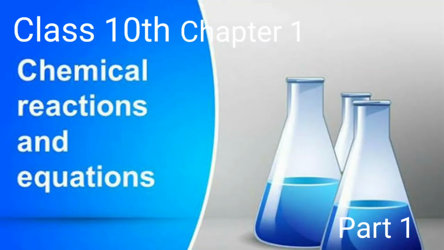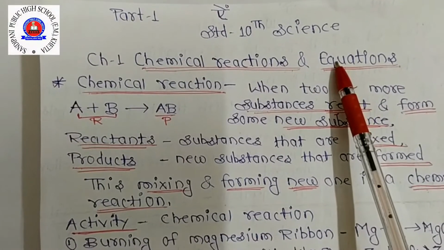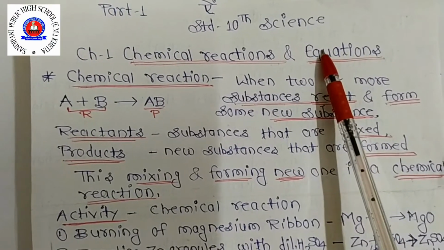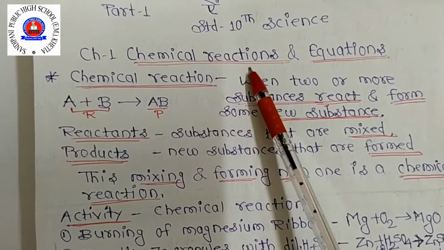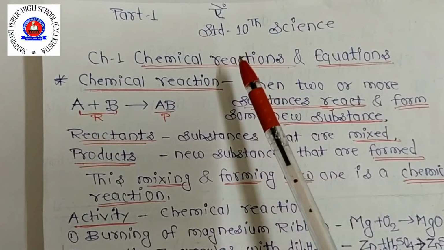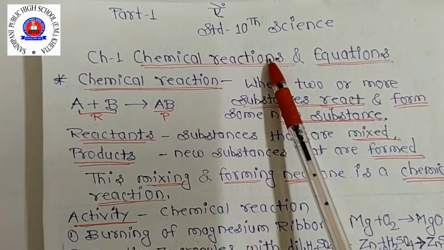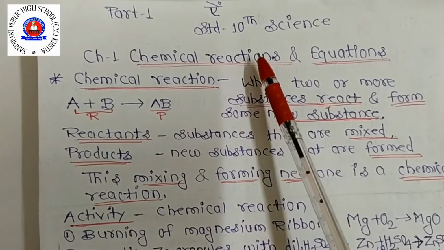Welcome students. Today is our first science class of standard 10 from your textbook, chapter number 1, chemical reaction and equation. This chapter is related to chemistry. Okay, so chemical reaction means what? The substances which react and form new ones, that is called a chemical reaction.